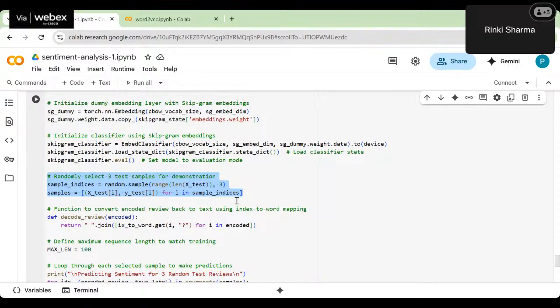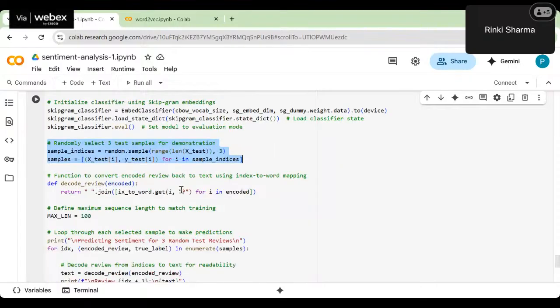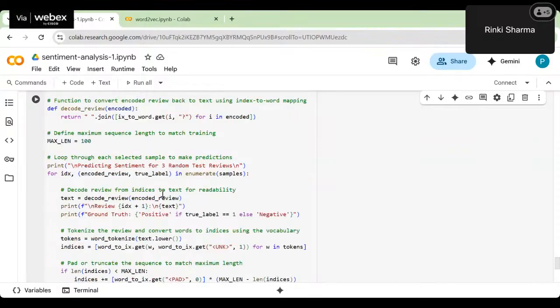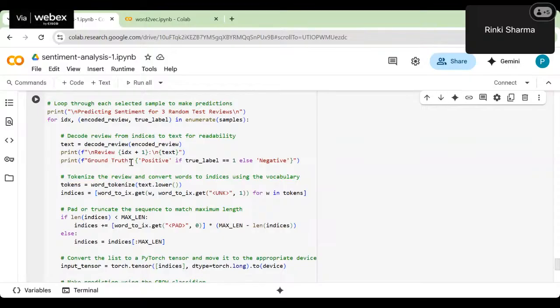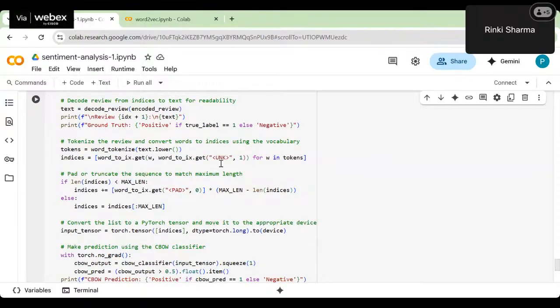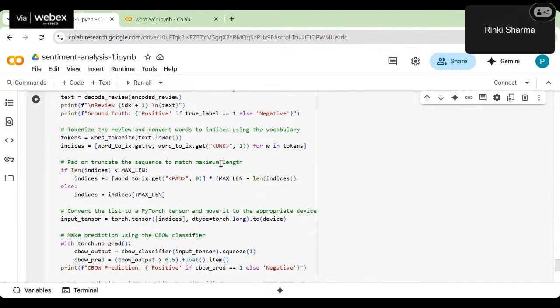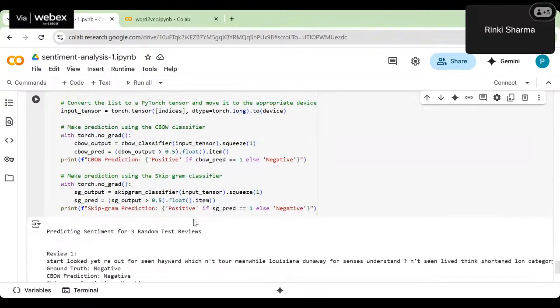So here we have selected 3 samples. We are predicting the 3 random samples using the CBOW model and using the skipgram model. We have also printed the ground truth, or the label that is in the test data, for the chosen samples. So here the prediction is made using the CBOW model and the prediction is made using the skipgram model. This is what the output looks like.